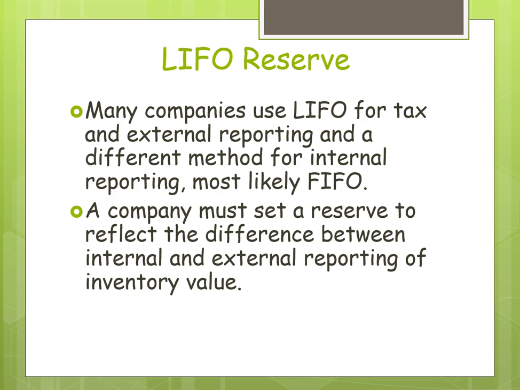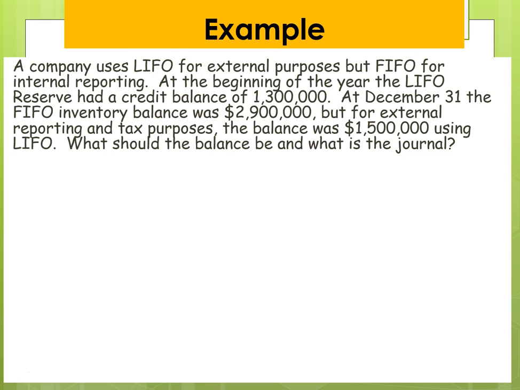So let's walk through an example. A company uses LIFO for external and FIFO for internal. At the beginning of the year, the LIFO reserve had a credit balance of $1.3 million. At December 31st, FIFO inventory balance was $2.9 million, but for external reporting and tax purposes, the balance was $1.5 million. Using LIFO, what should we do as a journal entry?